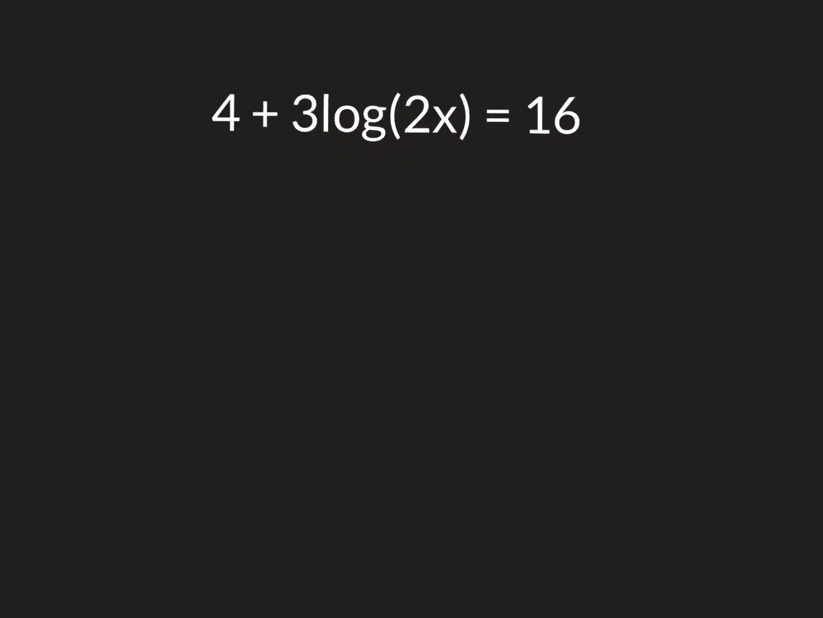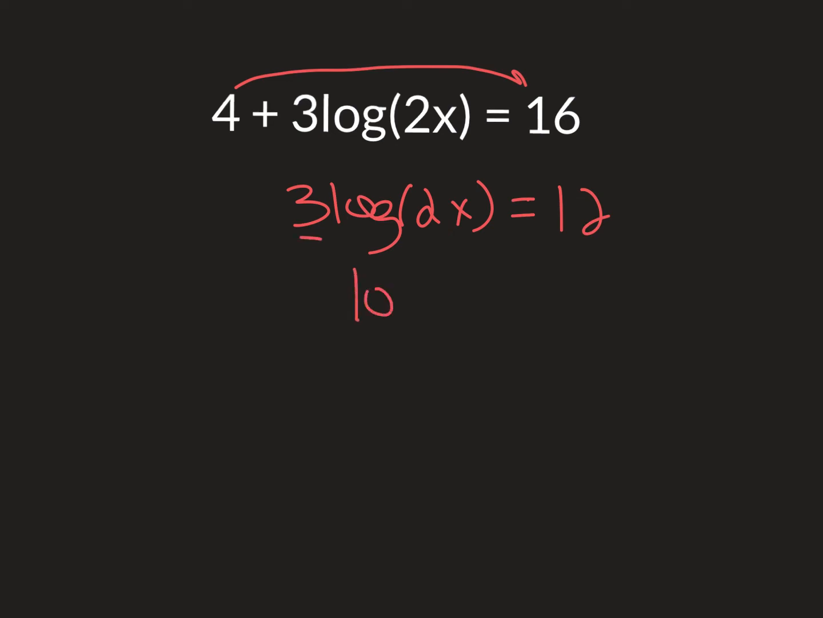All right, never get rid of a log until you get the log by itself. So on this one right here, first step, I'm moving that 4. Okay, so it gives me 3 log 2x equals 12. Next step, I'm going to get rid of that 3, dividing both sides by 3 right here. 12 divided by 3 is 4.